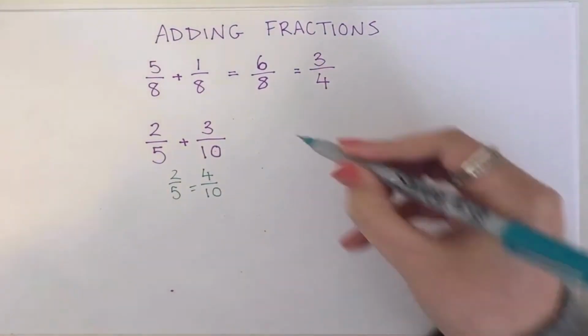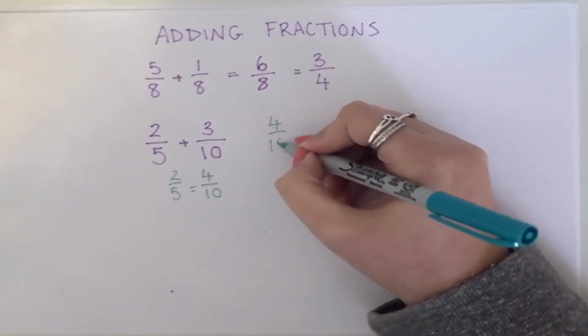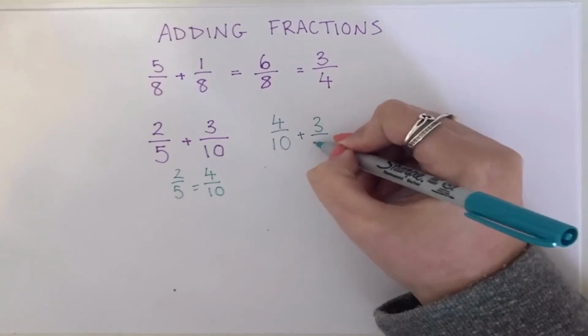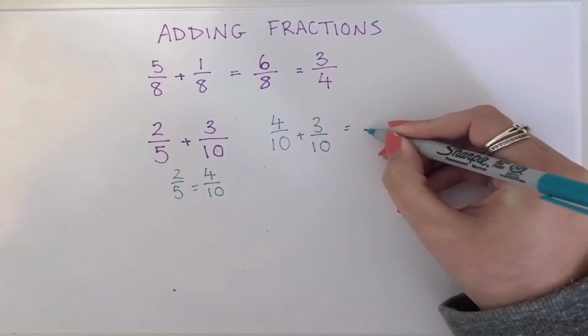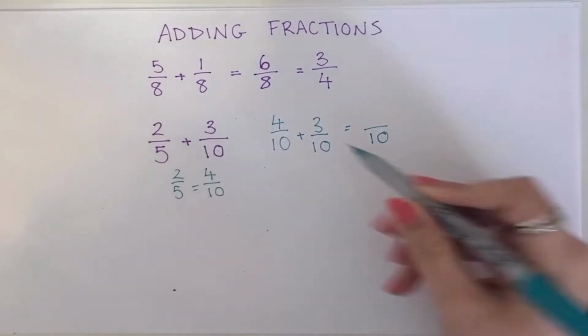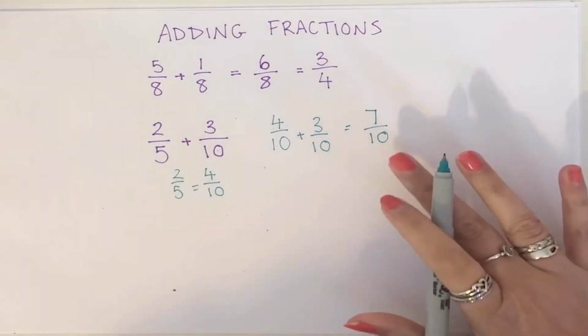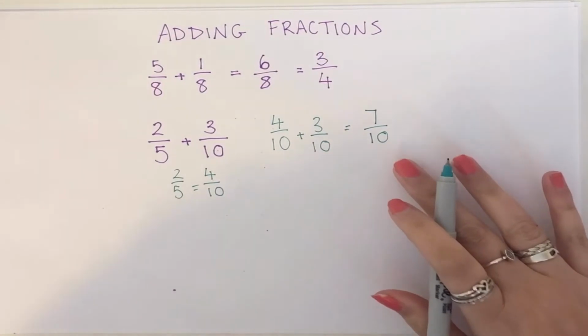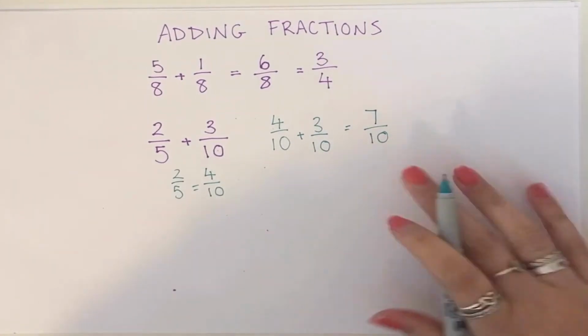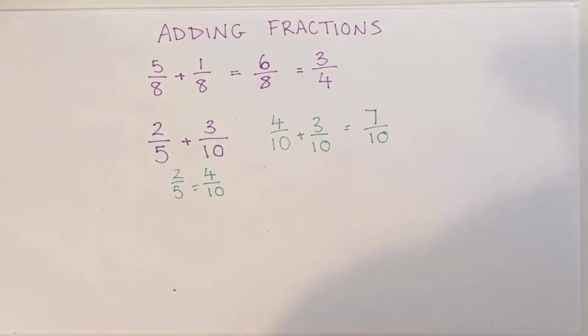So now I've essentially got 4/10 add 3/10. So again, I can keep my denominator as tenths and just add the tops so that I've got 7/10. I can't now simplify this down. There are no numbers which go into these both. So this will stay as it is.